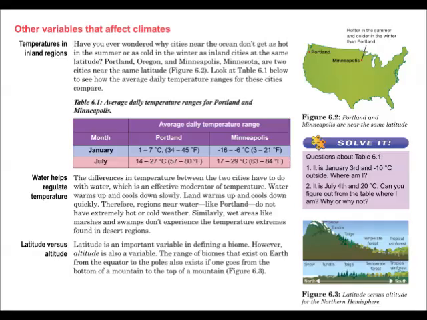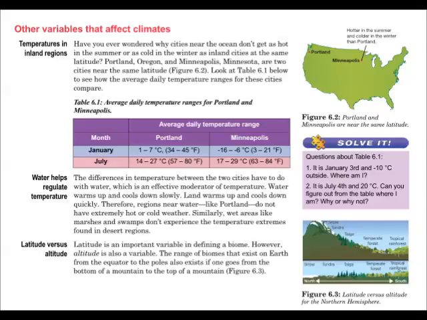Variables that affect climates. Have you ever wondered why cities near the ocean don't get as hot in the summer or as cold in the winter as inland cities in the same latitude? Portland, Oregon, and Minneapolis, Minnesota are 2 cities near the same latitude. Figure 6.2. Look at Table 6.1 below to see how average daily temperatures range for these cities.